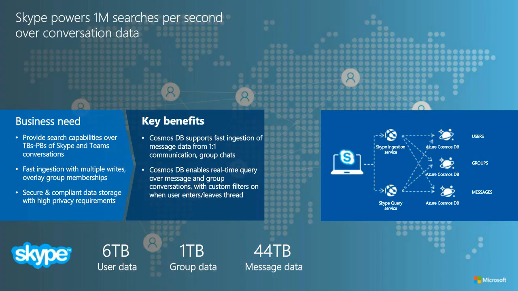Skype powers their real-time chat through Azure Cosmos DB. They have about 6 terabytes of user data, 1 terabyte of group data, and 44 terabytes of message data. One of the key things you can imagine with Skype is that they are a global application. Their users span the entire world, and so they need a database that can span the entire world. Azure Cosmos DB can be replicated to any number of regions they want. And because we have that fast latency, under 10 milliseconds for reads, they're able to support real-time chat for their users. So users can interact with one another, have a real-time experience, and are happy while using the Skype platform.